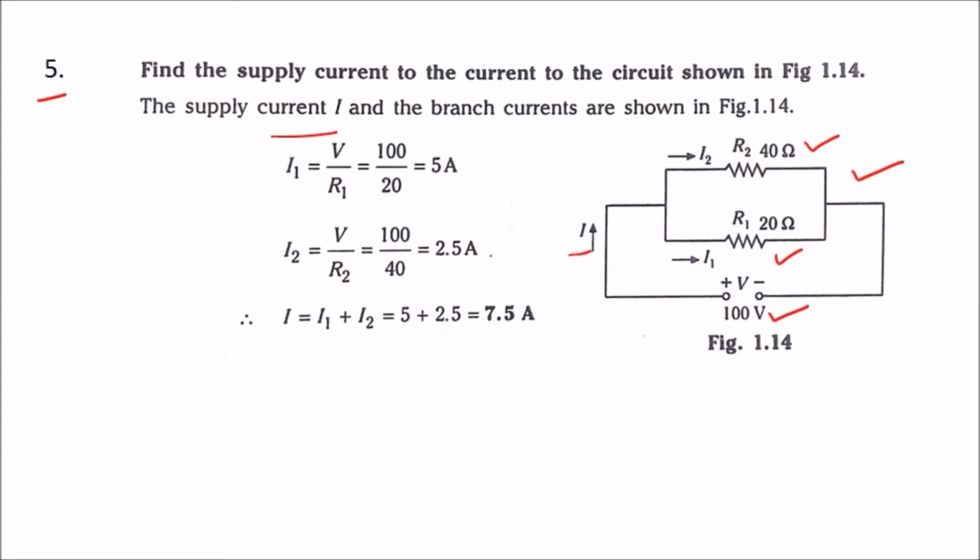As we know that voltage across each resistance is 100, we can calculate I1 with the relation I1 is equal to V divided by R1, that is 100 divided by 20, which is nothing but 5 amps, that is the value of I1. I2 is nothing but V divided by R2, that is 100 divided by 40, which is nothing but 2.5 amps. So the supply current is nothing but the summation of I1 and I2, that is 5 plus 2.5, which is 7.5 amps.